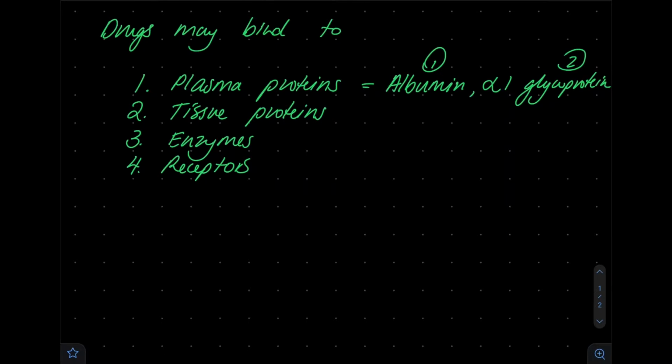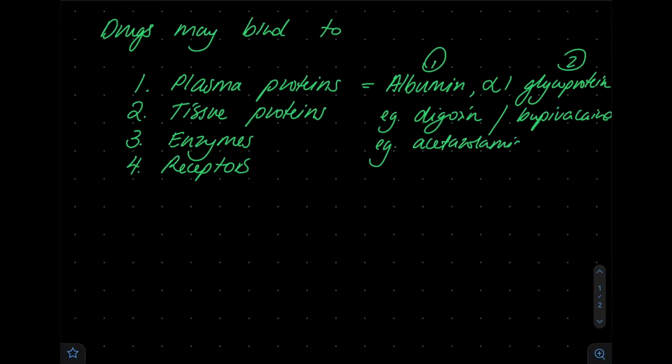Key examples of drugs that bind to tissue proteins are digoxin and bupivacaine. Similarly, key drugs that bind to enzymes are acetazolamide and neostigmine. And many drugs bind to receptors to exert an effect.